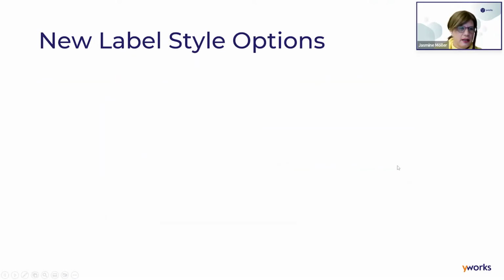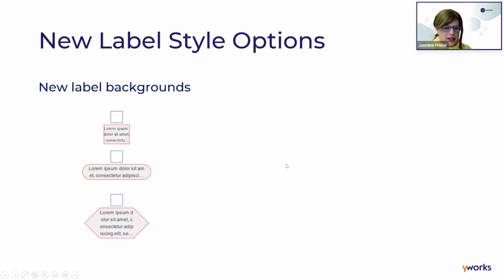Okay, so I already mentioned the rich text formatting of labels. We have also added a bunch of new background shapes. Previously, you could only have a rectangular background for labels, and now you can also have a pill shape or a hexagon or a rounded rectangle. I'm not showing the rounded rectangle here.